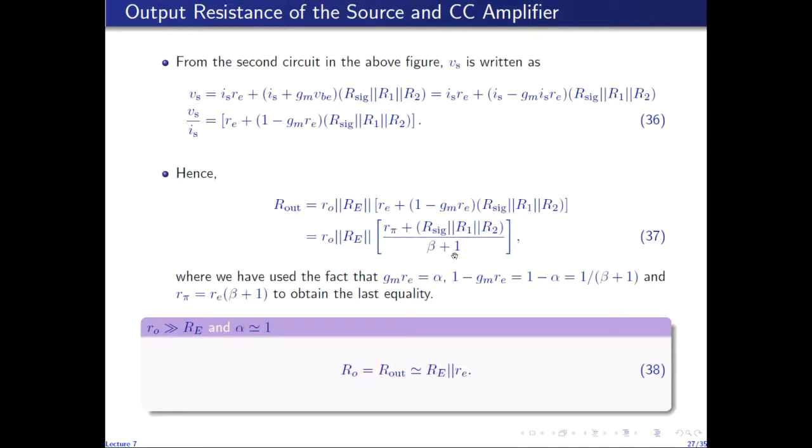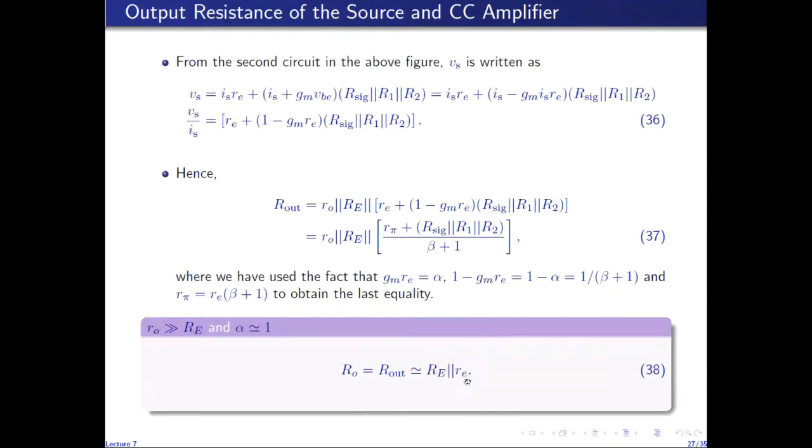Similarly, if we use this approximation in this expression, so when alpha is taken to be 1, then this term becomes 0. And we're left with small r0 in parallel with capital RE in parallel with small re, in which if we again assume that small r0 is much, much greater than capital RE, then this factor becomes equal to small re in parallel with capital RE. So this is the commonly encountered expression for the output resistance of common collector amplifier.